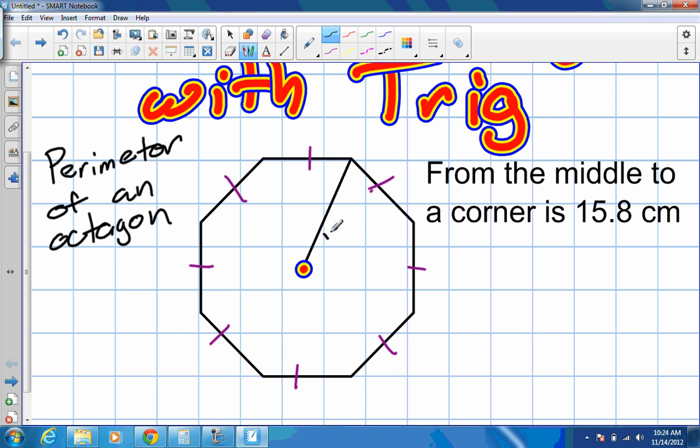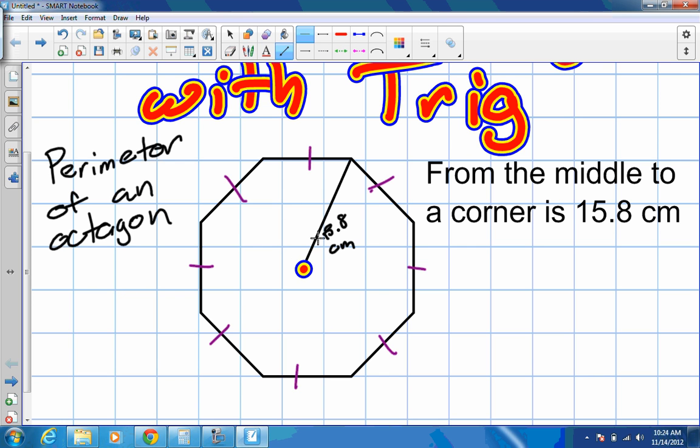So this is 15.8 centimeters. They want us to find the perimeter of this. In other words, we need to find out the length of all 8 sides and add them together. Perimeter is adding all of the sides up. There's a couple of things we can figure out from here.